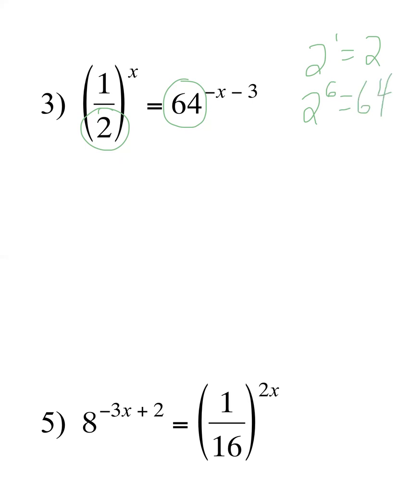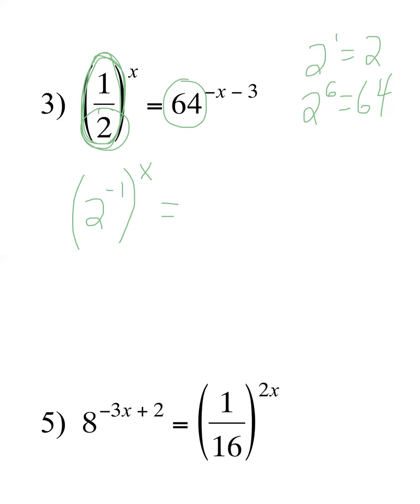So now let's look over here. I don't have a 2 here, I have a 1/2. So when I rewrite this, I need to write it as 2 to the -1, right? That's the same thing as 1/2. And I'm going to raise that to the x power. Does that make sense? I hope. Because remember, I'm not using 1/2 as my base. I'm using 2 as my base. So I have to rewrite a half so that it has a base of 2.